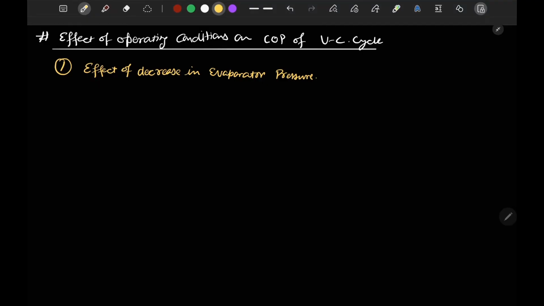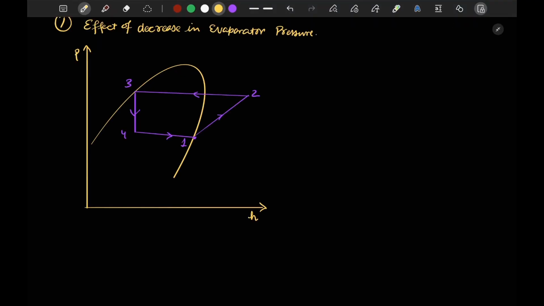Okay, now for these studies we will be using our pH diagram. So the first condition is the effect of decrease in evaporator pressure. What happens if we decrease the evaporator pressure? This line 4 to 1 represents our evaporator pressure.